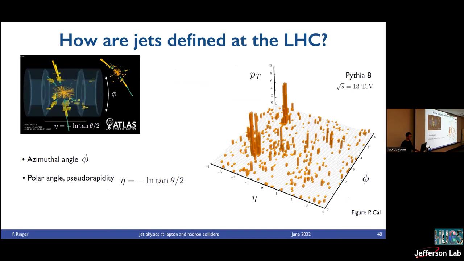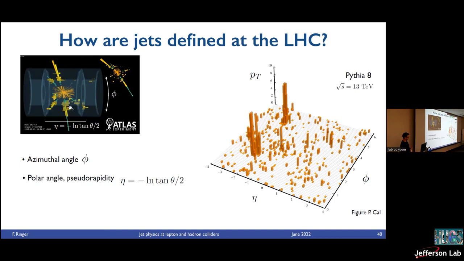Okay. Yeah, so if you have more questions about infrared safety, we can talk about it later, but I at least wanted to cover the jet algorithms that we actually use at the LHC, at RHIC, and that we'll use at the future EIC as well. Okay, so here, what you can see is an illustration of a particular event that was recorded at the LHC. You can see here the detector, and there's a bunch of jets coming out, right?